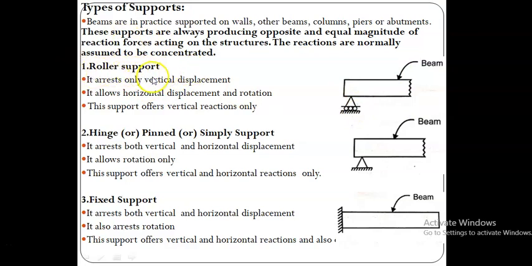The first one is the roller support. Let us see this one. These are some of the properties of the roller support. The roller support arrests only the vertical displacement. It allows horizontal displacement and rotation. This support offers vertical reaction only.